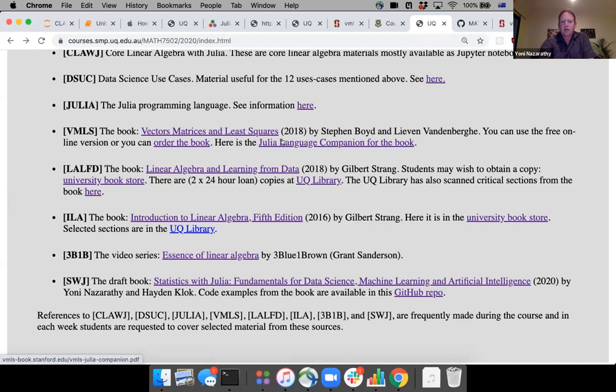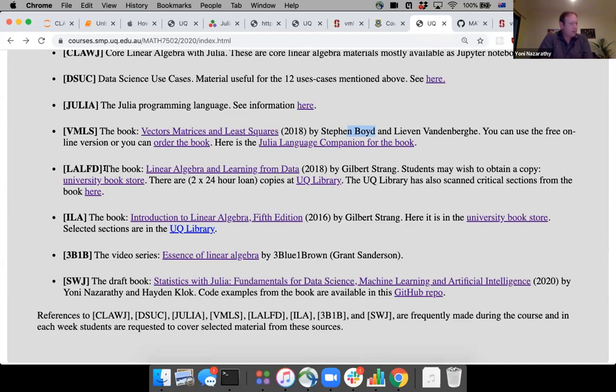You can order the book. Notice that the book has a Julia language companion. This guy, Professor Stephen Boyd from Stanford, a very well-known professor and one of the authors of the book, is kind of one of the pushers of Julia.